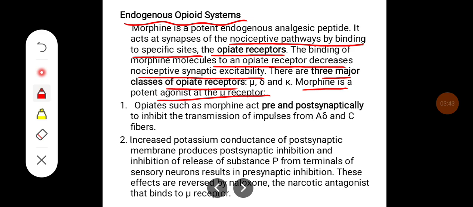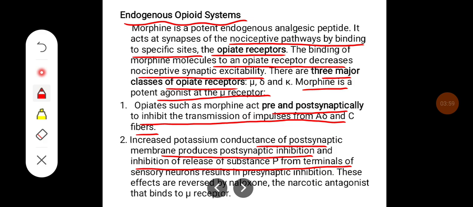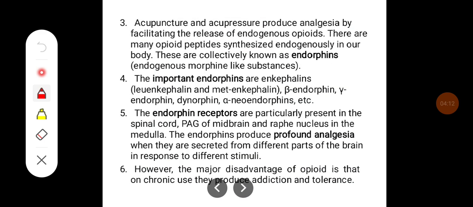Opiates such as morphine act pre and postsynaptically to inhibit the transmission of impulses from A delta and C fibers. Increased potassium conductance of the postsynaptic membrane produces postsynaptic inhibition, and inhibition of the release of substance P from terminals of sensory neurons results in presynaptic inhibition. These effects are reversed by naloxone, the narcotic antagonist that binds to the mu receptor. Acupuncture and acupressure produce analgesia by facilitating the release of endogenous opioids.